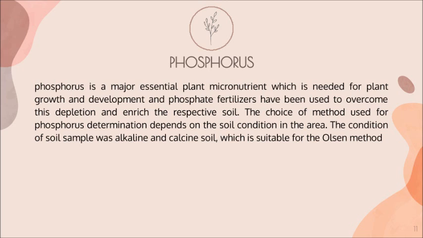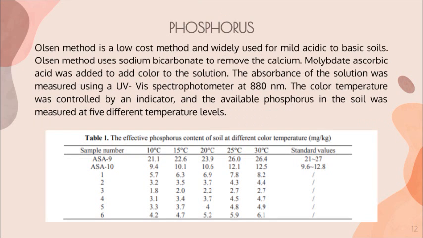The choice of method used for phosphorus determination depends on the soil condition in the area. So it is not only the AES method that can be used; there are also various other methods that can be used to determine the concentration of phosphorus, such as the colorimetric method, the Murphy and Riley method, and others. Besides the condition of the soil, the AES method was chosen because it is a low-cost method and it is widely used for mildly acidic to basic soils.